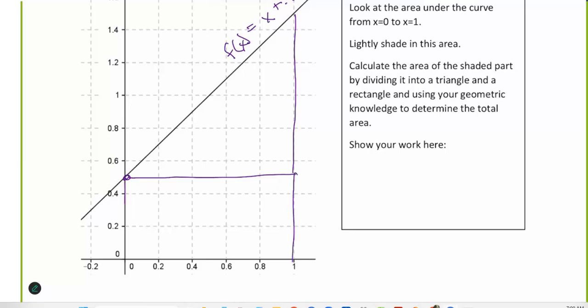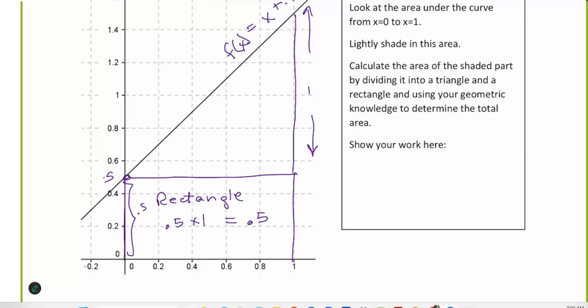So don't I have a rectangle? So here's my rectangle. And that rectangle is 0.5, because this is 0.5, times 1, which equals an area of 0.5. Then I have my little triangle. Well, my height of the triangle is going to be from 0.5 to 1.5. So this height is going to be 1.